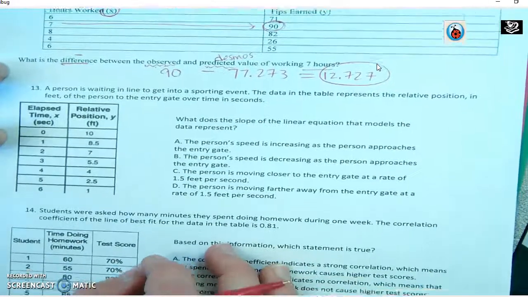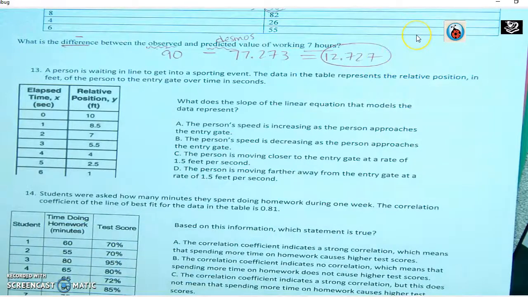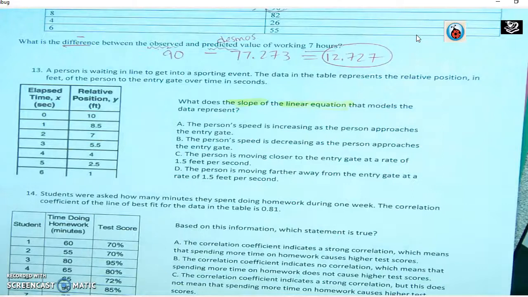Number 13, a person is waiting in line to get into a sporting event. The data in the table represents the relative position in feet of a person to the entry gate over time in seconds. What does the slope of the linear equation that models the data represent?